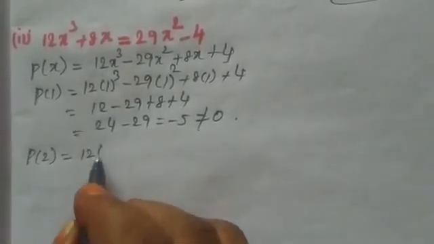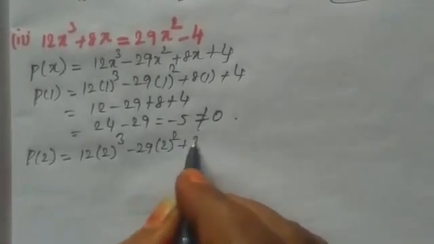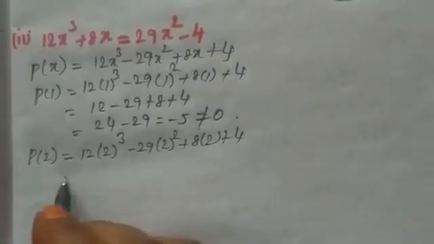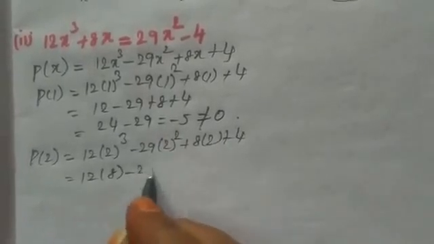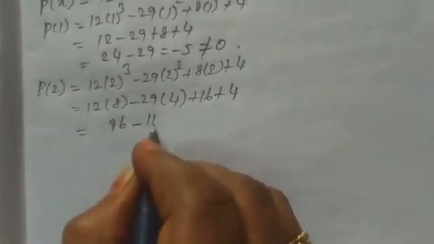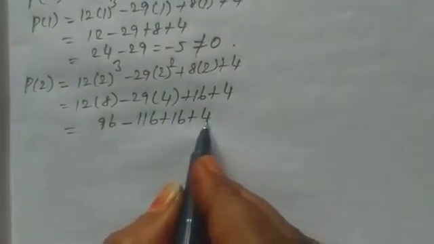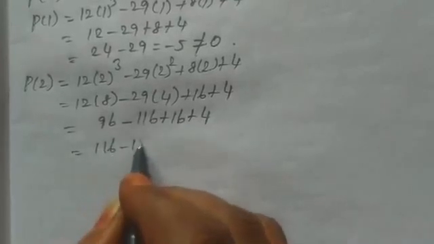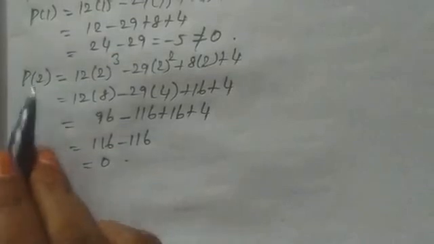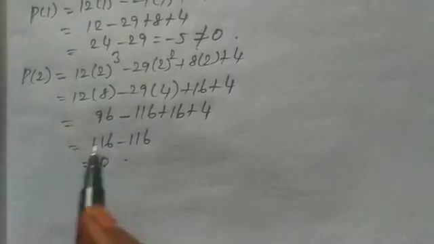So what happens? 12 into 2 cube minus 29 into 2 square plus 8 into 2 plus 4. Just to simplify, 12 into 8 minus 29 into 4 plus 16 plus 4. So 12 into 8 is nothing but 96, minus 116 plus 16 plus 4. 96 plus 4 is 100, plus 16 is 116. 116 minus 116 is 0. When I am substituting 2 instead of x, we have obtained 0 as the answer. So by the theorem we know 2 will be the root of the given polynomial function.